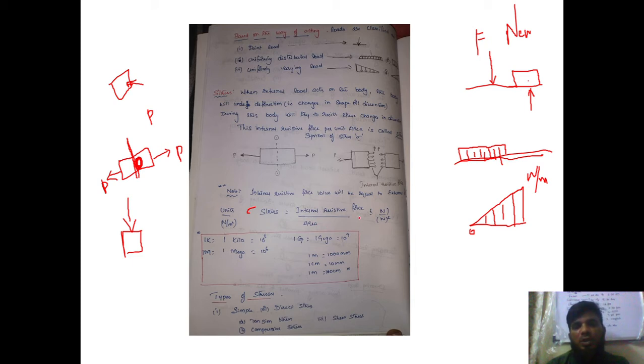Now force we know the unit is Newton, and for area everyone knows it is meter square. So the new unit for stress is Newton per meter square. Now we have a few conversions, because in most of your problems they will be giving the loads in terms of kilo, mega or giga. So if they have given 1 kilonewton, then you have to convert it as 10 to the power of 3. Please make a note of all these things.